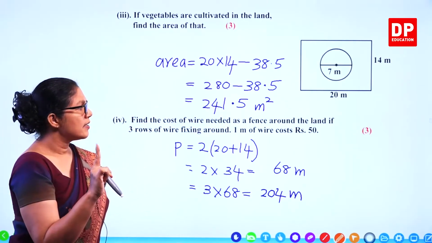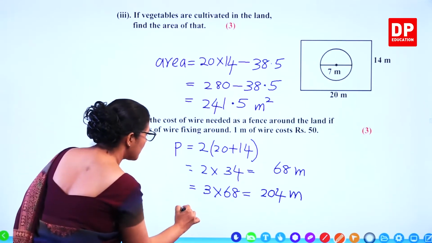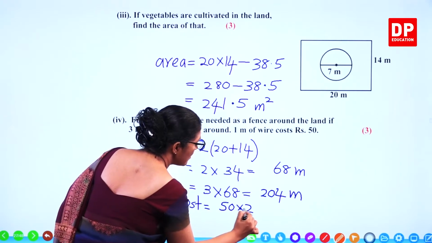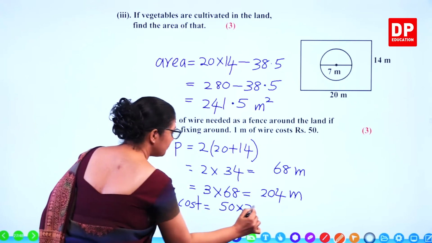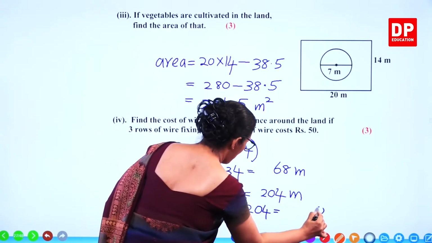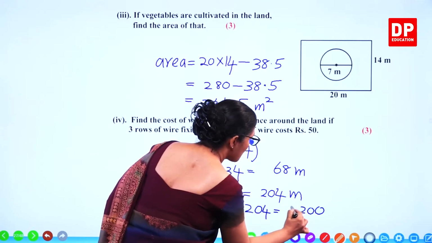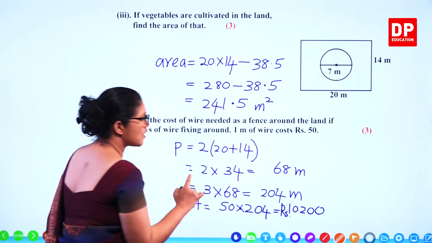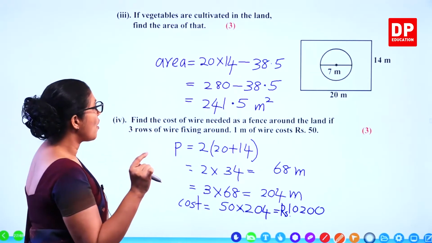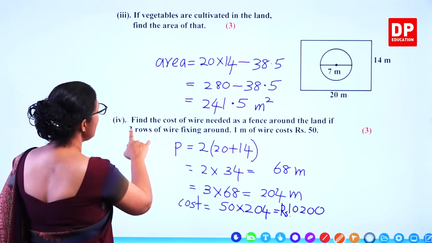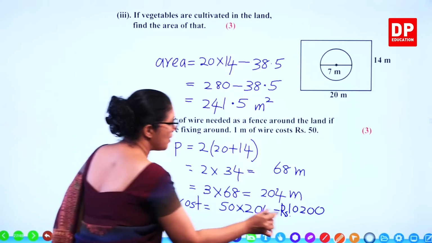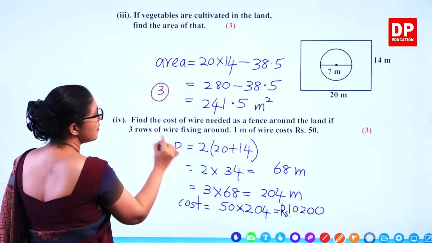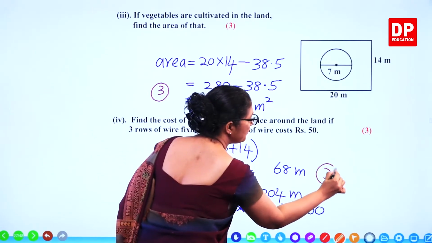So 1 meter costs 50 rupees. So what's the total cost? 50 into 204. So 10,200 rupees is the cost to fix the fence around it. So 3 layers, 3 rows are there. So how many marks? 3 marks for this one and 3 marks for this one as well.